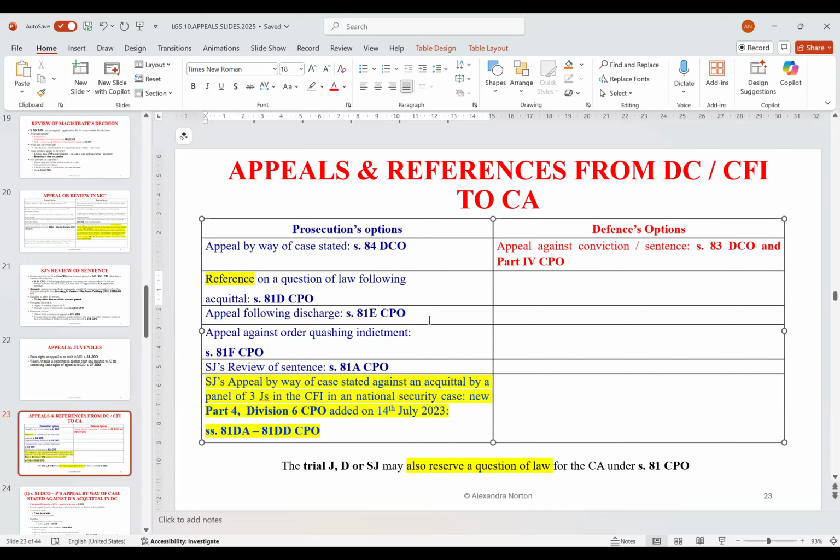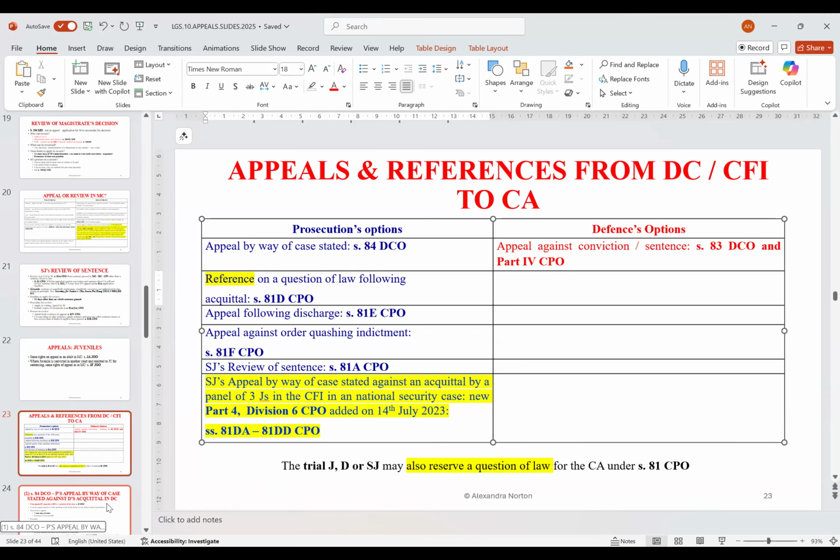They can also appeal against a discharge or an order quashing the indictment. They can review sentence under 81A. We just looked at that. And then there are new provisions to consider to appeal an acquittal by a panel of 3 judges in a national security case. From the defendant's perspective, he can appeal his conviction and sentence either under Section 83 of the DCO as well as under Part 4 of the CPO. And there is this limited power to reserve a question of law under Section 81 of the CPO as well, but I wouldn't worry too much about that.